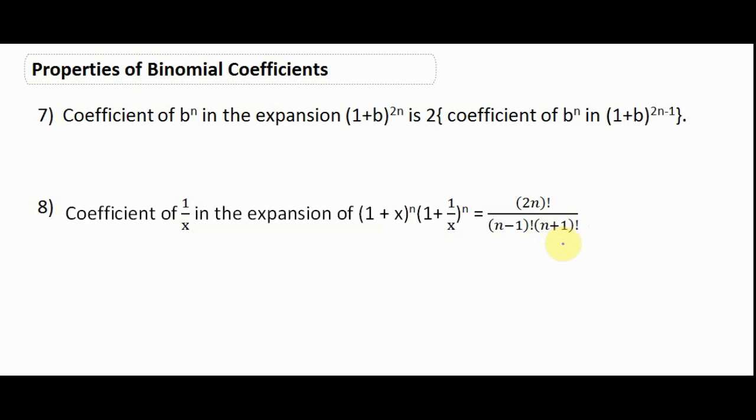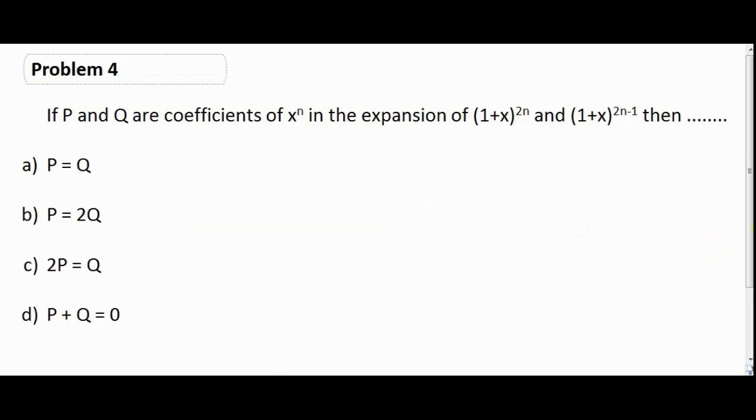Okay, so with this we are coming to the end of properties of binomial coefficients. We discussed 8 properties related to binomial coefficients. Now let's see a few problems related to this. Problem 4. If p and q are coefficients of x raised to n in the expansion of (1 plus x) whole raised to 2n and (1 plus x) whole raised to 2n minus 1, then option A: p equal to q. Option B says p equal to 2q. Option C says 2p is equal to q, and option D says p plus q is equal to 0.